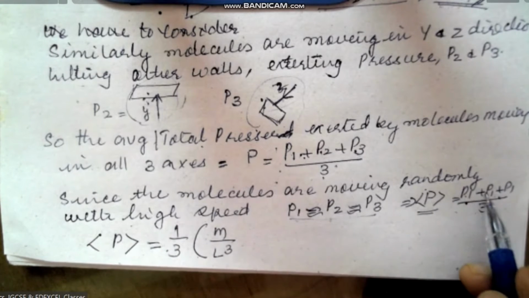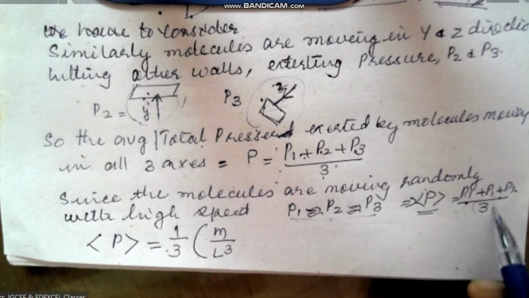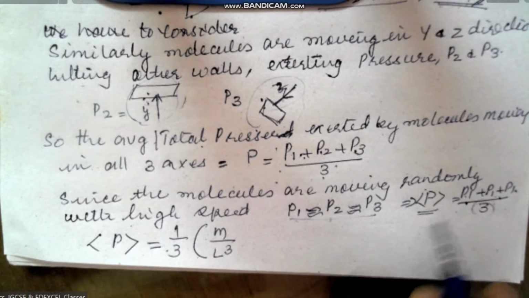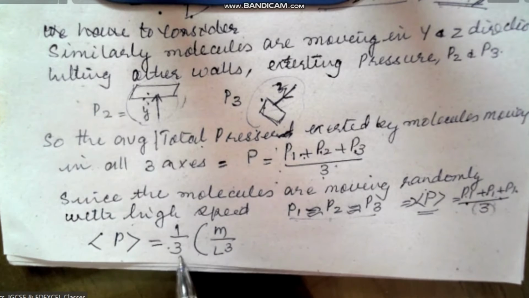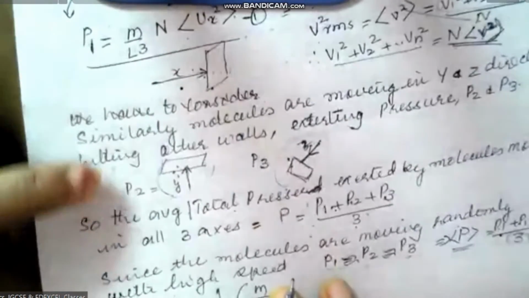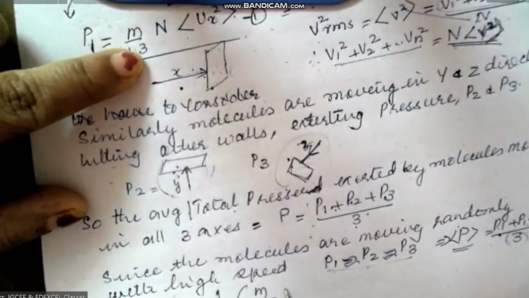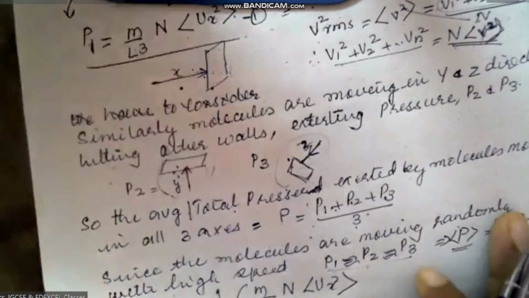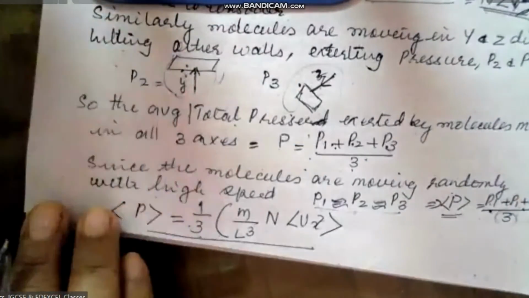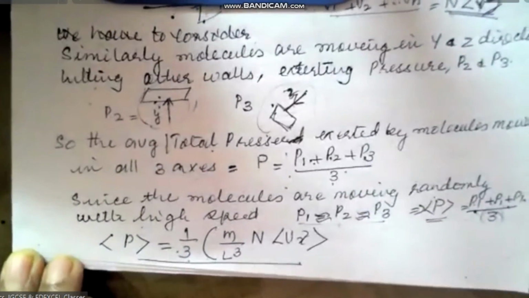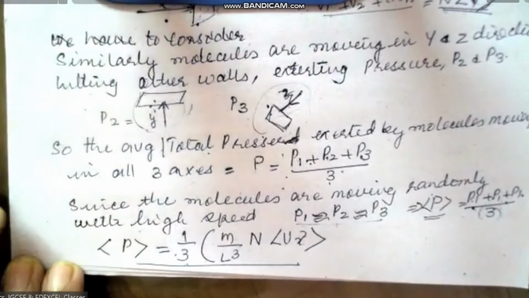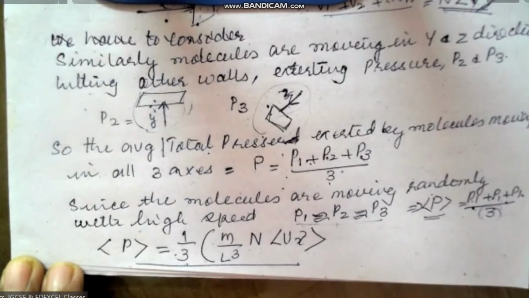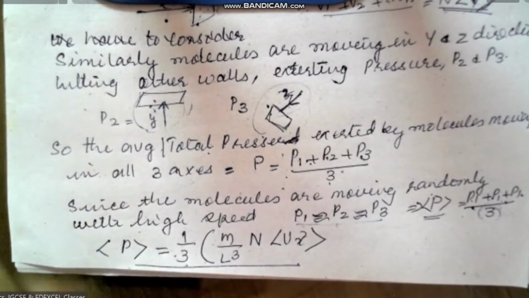Since the molecules are moving randomly, all the pressures are assumed to be almost equal. The pressure exerted on all the surfaces is almost equal. Therefore, this average pressure is equal to P1 plus P1 plus P1 divided by 3. So now, when you put the values, 1/3 into what is our pressure P1 formula?